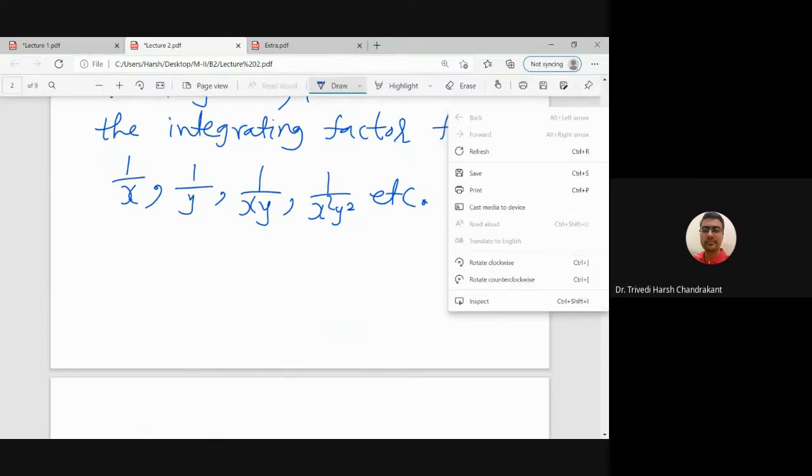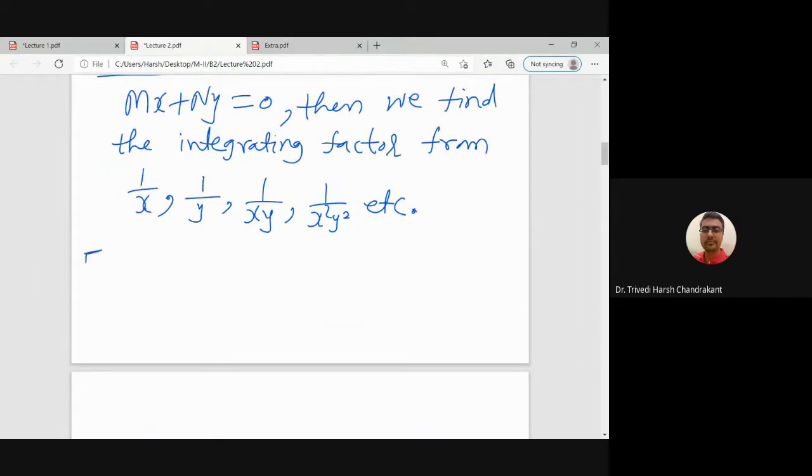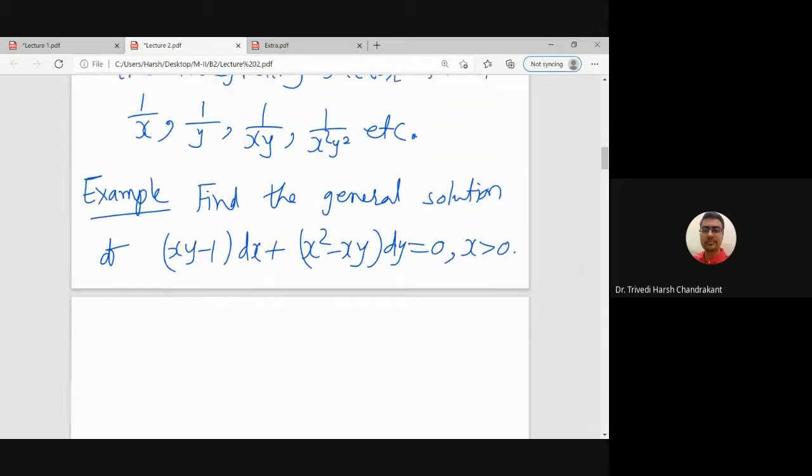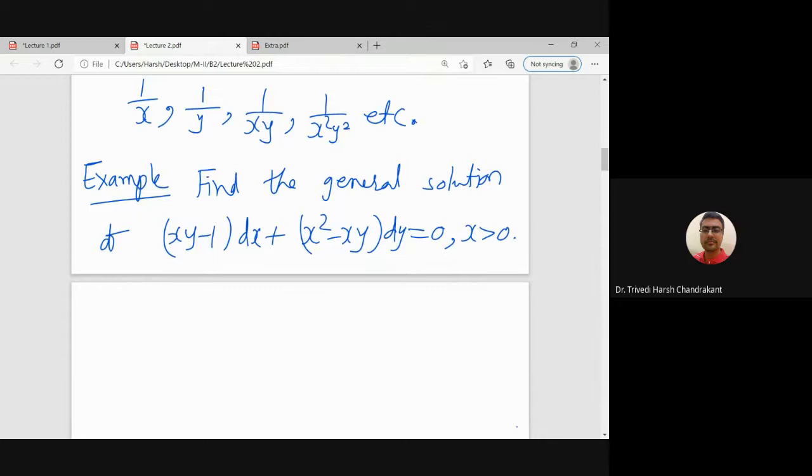So let us first start with some examples so that we can have some idea. Find the general solution of the equation (xy minus 1) dx plus (x square minus xy) dy is equal to 0, where we are taking values of x to be positive. So we want to solve this differential equation.